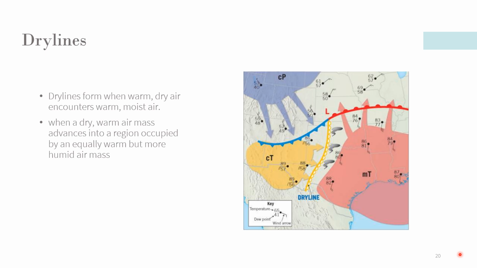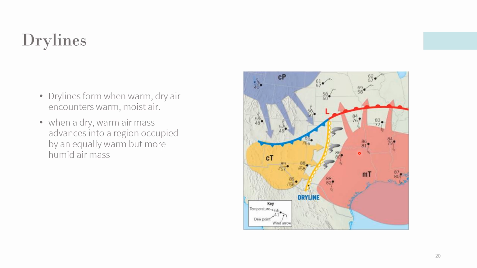If you notice, the low dew point continental tropical air mass is pushing eastward, as this arrow is pointing, and it is displacing the warm, moist maritime tropical air. So the result is weather that resembles a rapidly moving cold front.